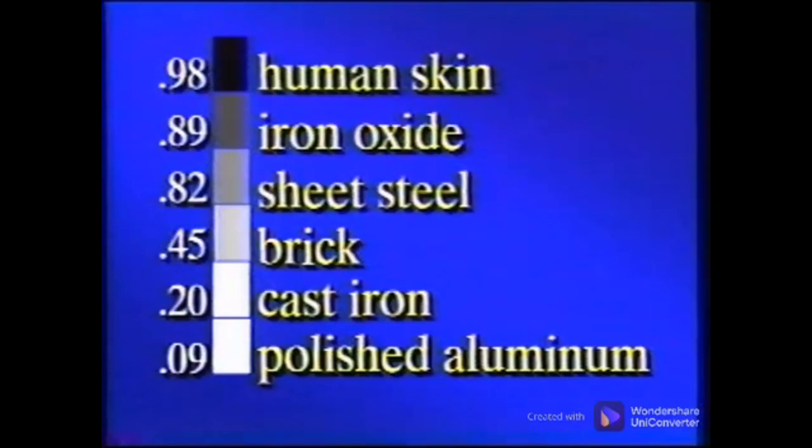This table shows emissivities of some common materials. With 1 being a black body or perfect emitter, notice that human skin has a value of 0.98 or 98% of the value of a black body. Iron oxide has an emissivity of 0.89. And lower on the scale are rolled sheet steel, building brick, cast iron, and polished aluminum.